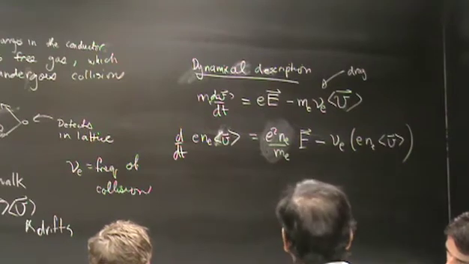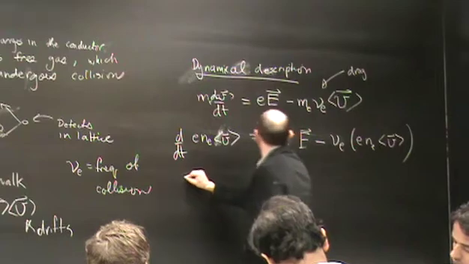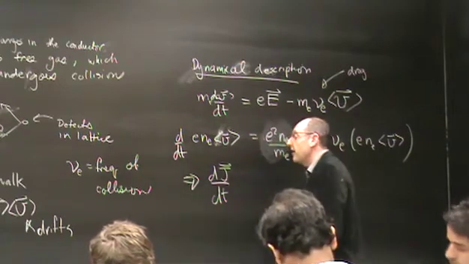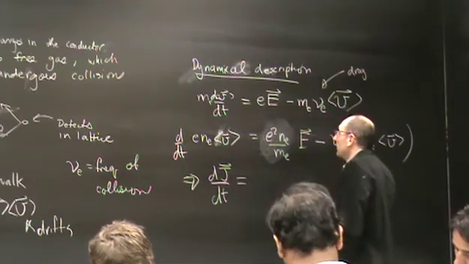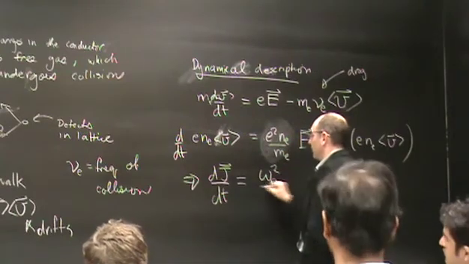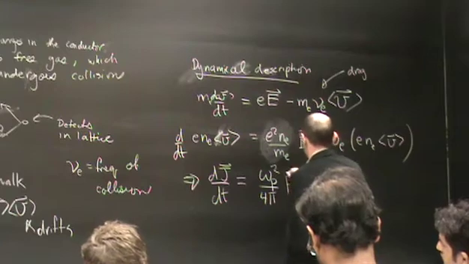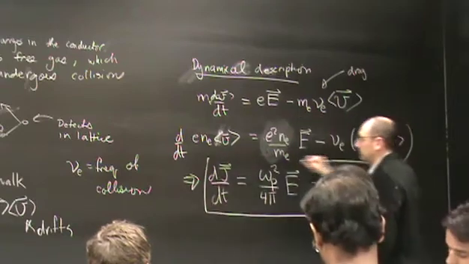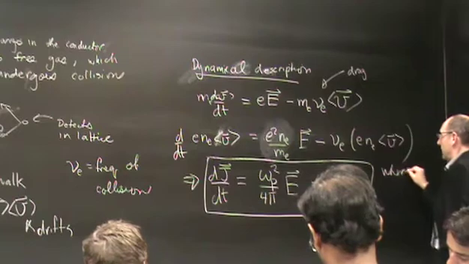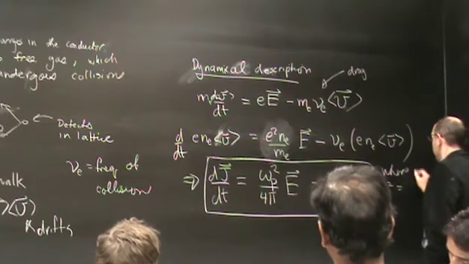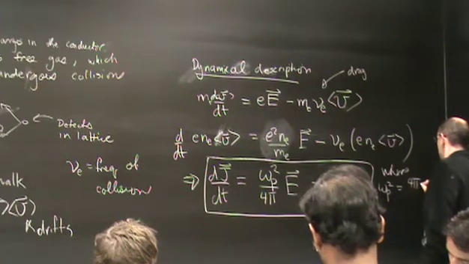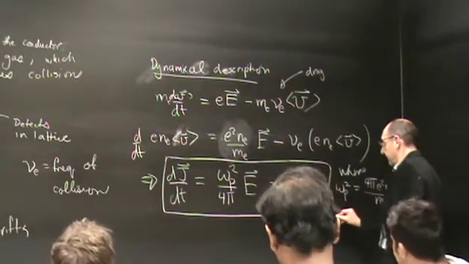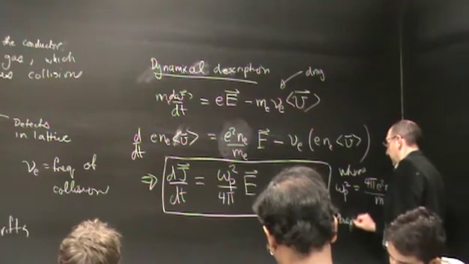Okay? So what we have here is an equation which can be rewritten as the rate of change of the current density moving through this conductor is equal to omega p squared divided by 4 pi times E, minus nu times J, where omega p squared is 4 pi e squared n sub e over the mass of the electron. It's known as the plasma frequency, in this case squared.